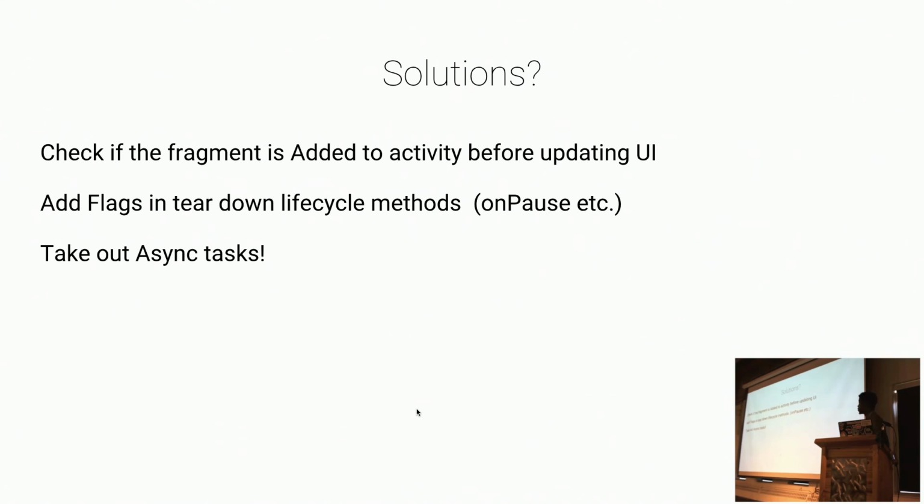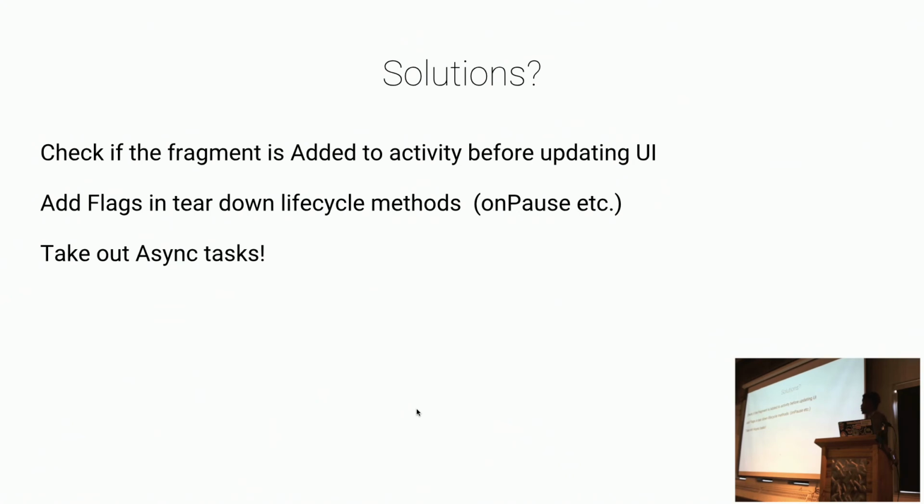So the first thing we can do is check to see if the fragment is added to the activity before updating the UI. This can be done with a simple isAdded check on the fragment. Or, for instance, we could also look at the fragment lifecycle, and when the fragment is paused, we can add a flag so the fragment is aware that, hey, I'm not currently available right now, so that when the callback comes in, we're aware of that.